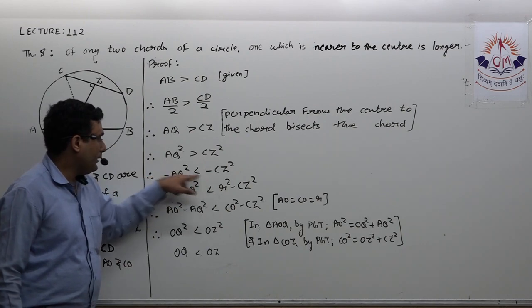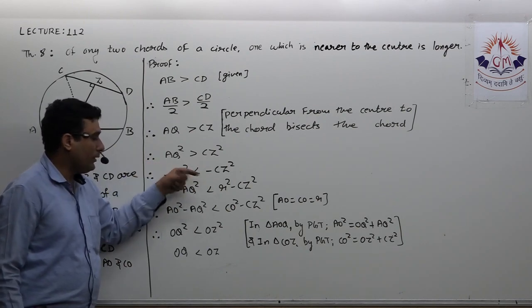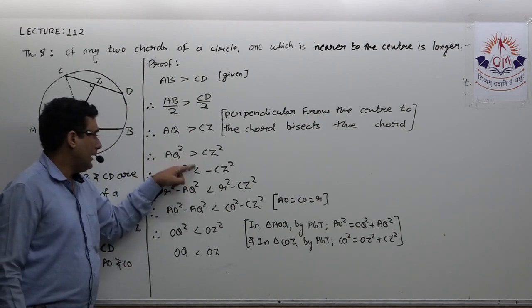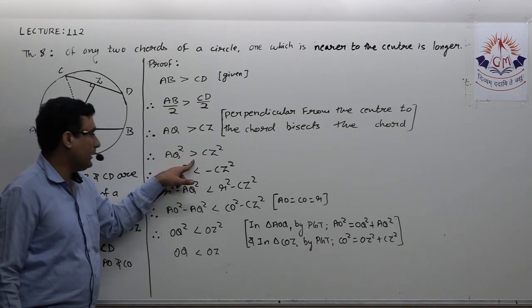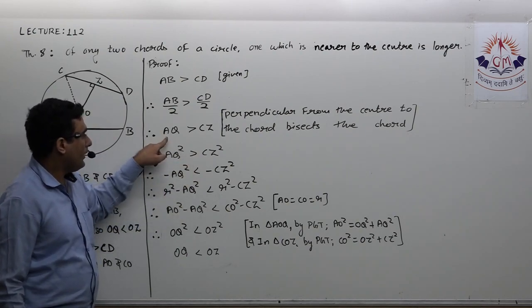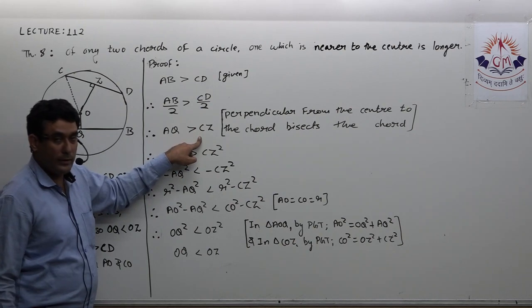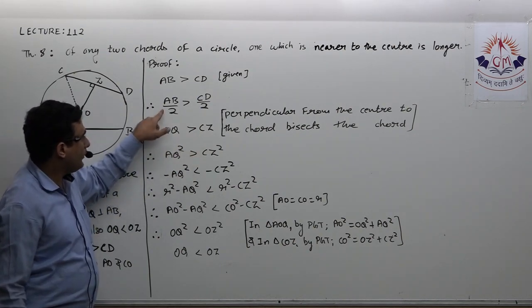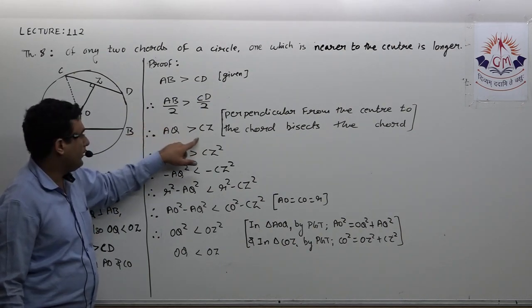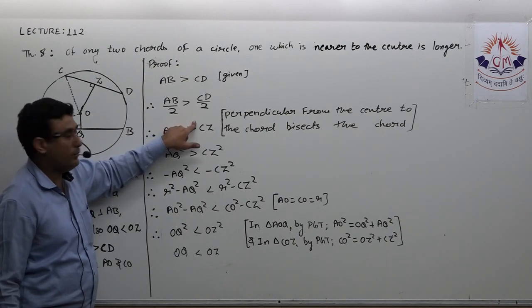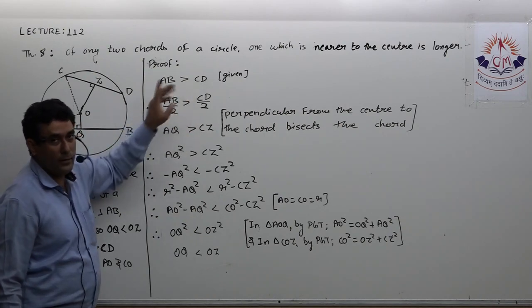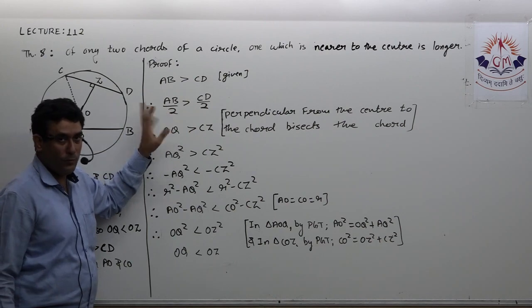Now, when I cancel this minus sign, the inequality sign will reverse. As it is less than, here it will become greater than. Then taking a square root, I will get AQ is greater than CZ. Now AQ can be written as AB by 2 and CZ can be written as CD by 2. So here AB is greater than CD, cancelling 2 from both sides.